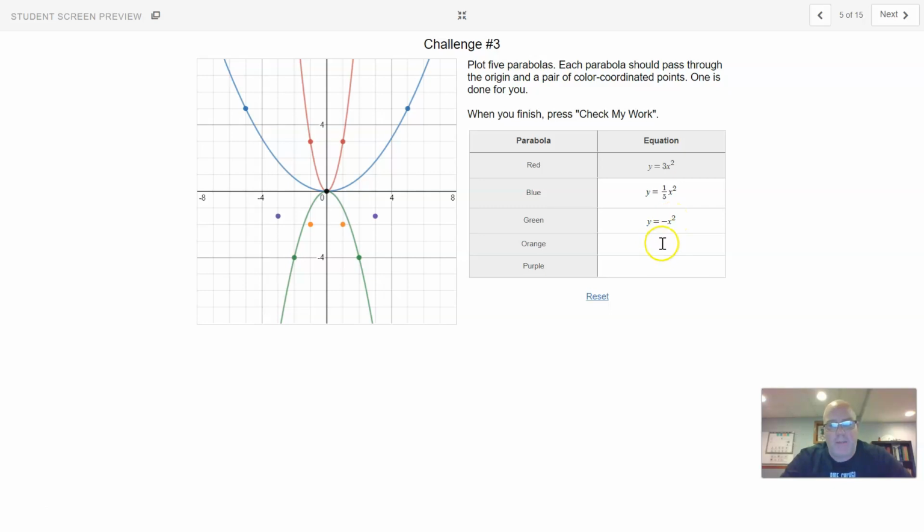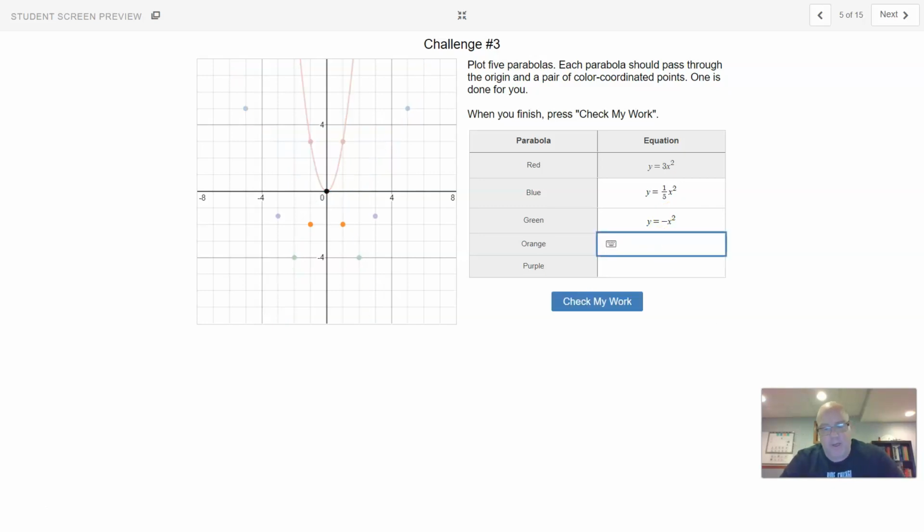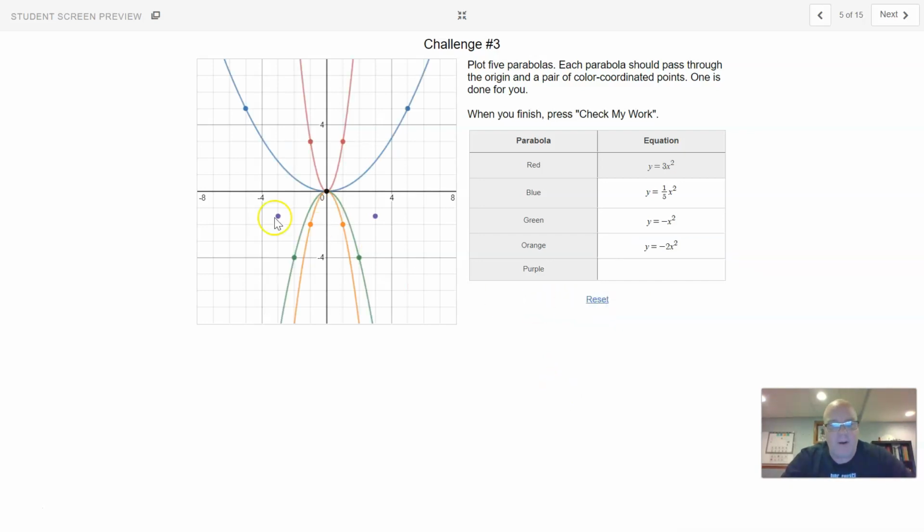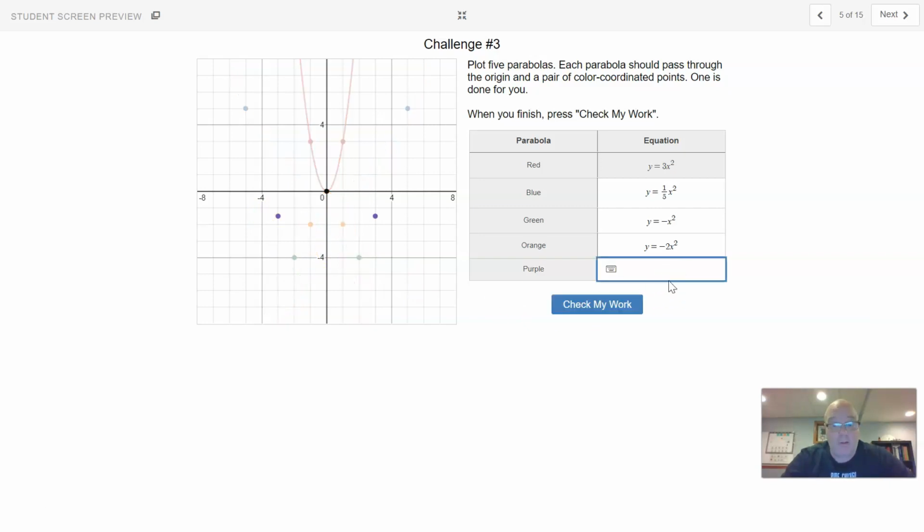So for the orange parabola, it needs to be skinnier than the green parabola. Let's just try negative 2x² and see what happens. By putting a negative 2 out in front of it, the parabola is going to open down and it's going to be thinner than the green parabola. So negative 2 works.